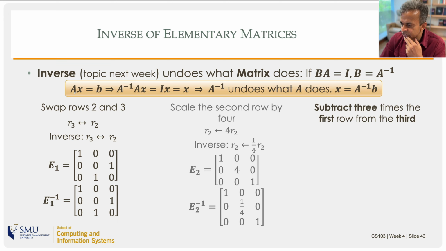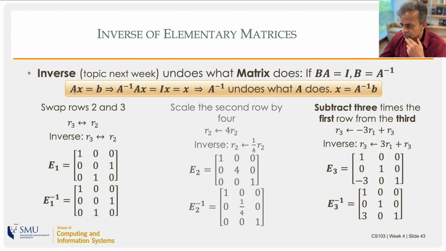Subtracting 3 times the first row from the third. How do you undo that? Add 3 times the first row to the third. So inverse is just flipping the sign of the first term in that expression. E3, subtracting the third row from the first row of the identity matrix, so minus 3 there. Adding the first row to the third row of the identity matrix, you get 3 there.